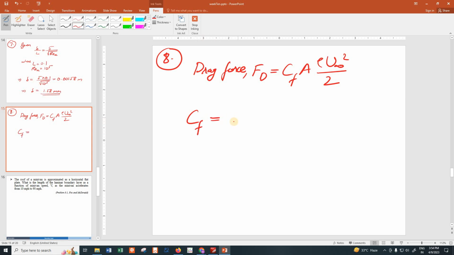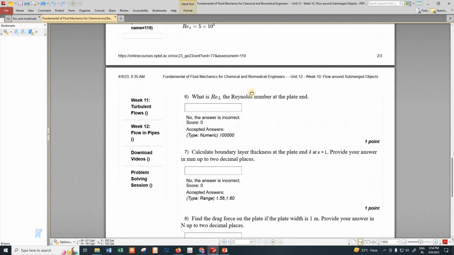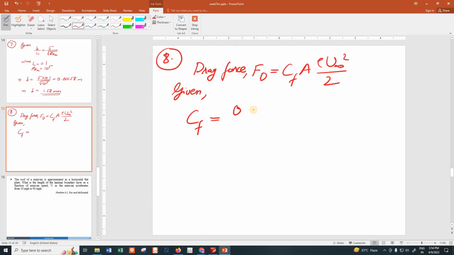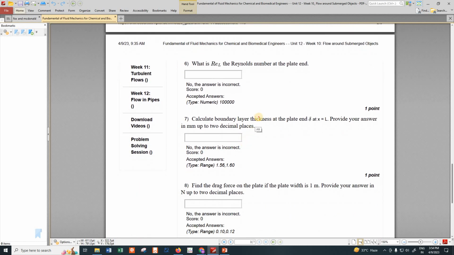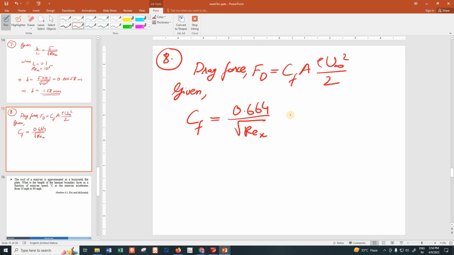So the Cf is given as 0.664 divided by the square root of Reynolds number x. The Reynolds number here is 10 to the power 5. Okay. So that would basically mean Cf is 0.0021.